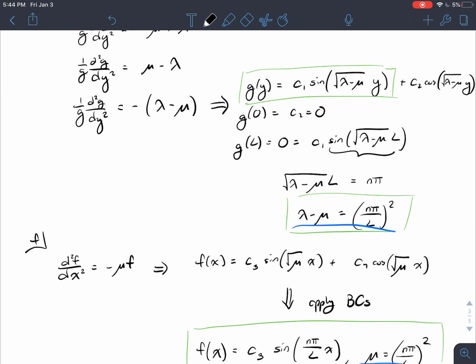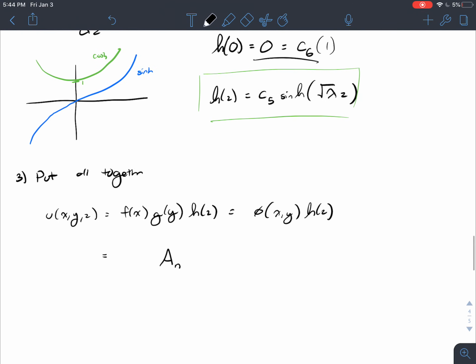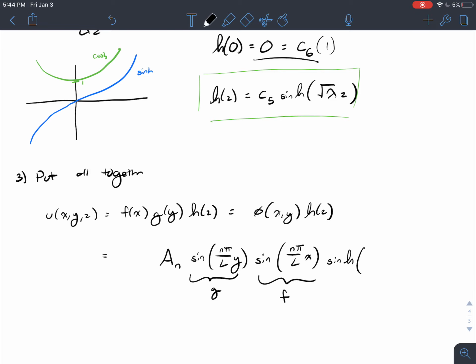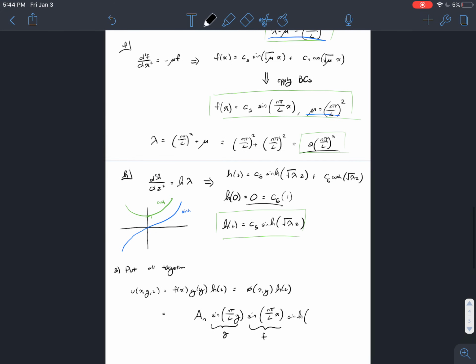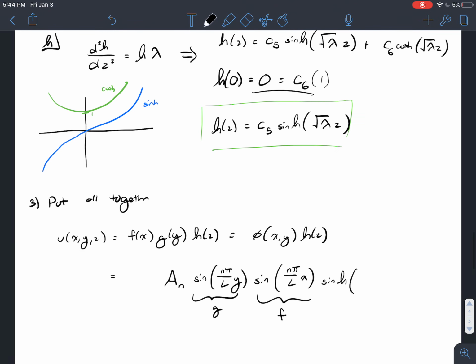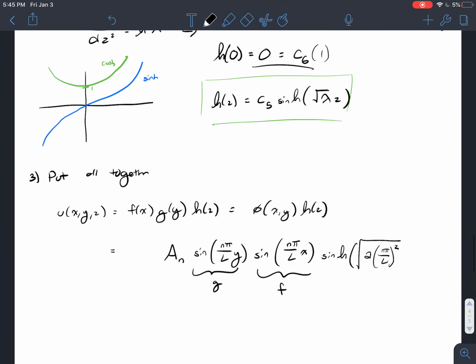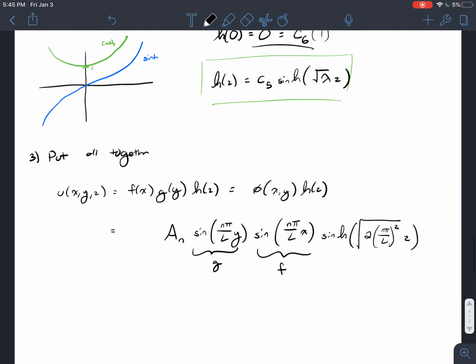So our g function looks like sine of n pi over L y. Our f is also going to look very similar: sine of n pi over L x. And then our z function is going to be sinh of the square root of this sum right here, square root of 2 times n pi over L squared, times z. Cool.